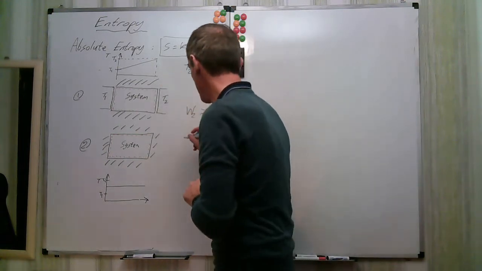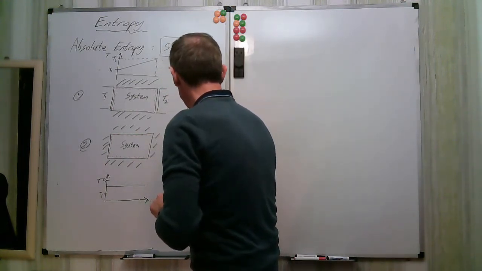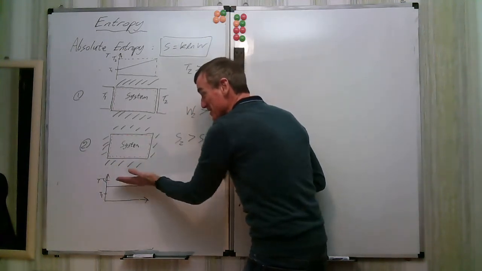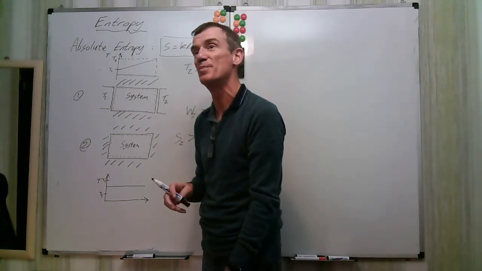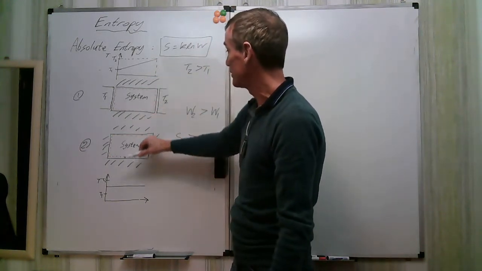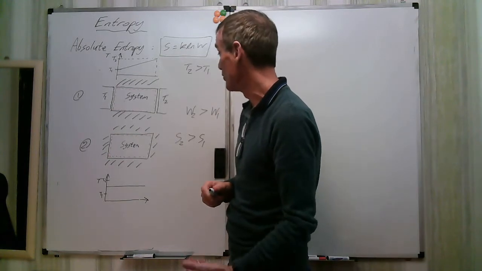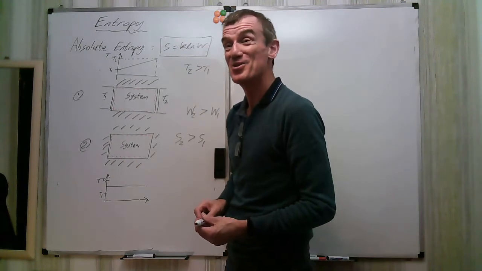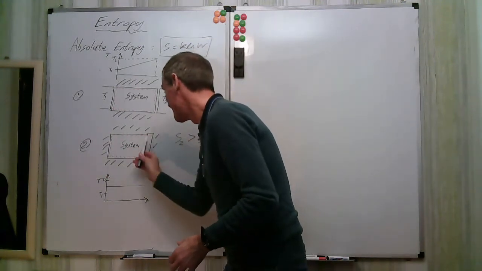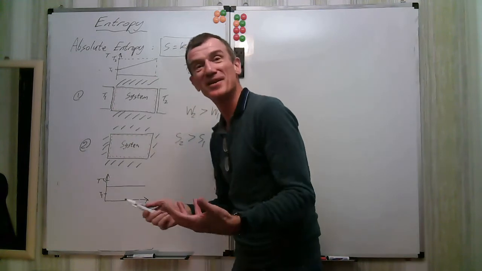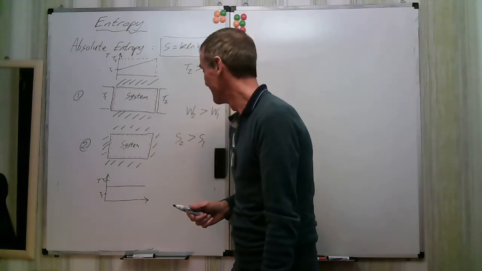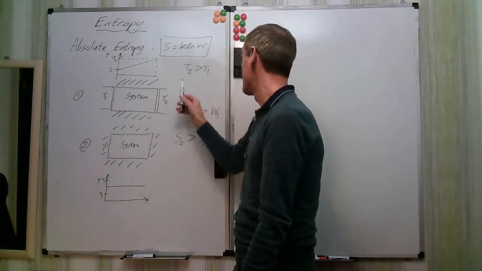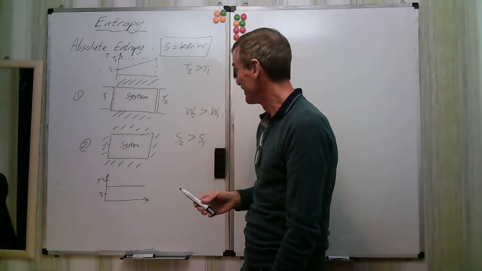What it's telling me is that S2 is greater than S1. In fact, S2 reaches a maximum. It tends to a maximum. And this is a natural process. It's a spontaneous process. No work involved. And all that's happening, when you think about entropy, is mixing. You're trying to adopt the most likely state of the system, and the one that has the maximum arrangement of things is the most likely.